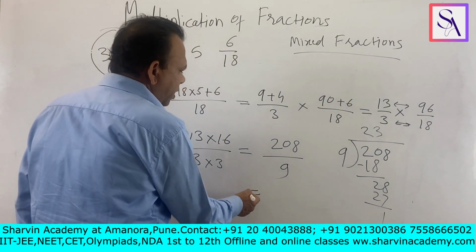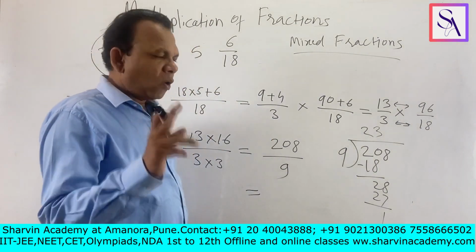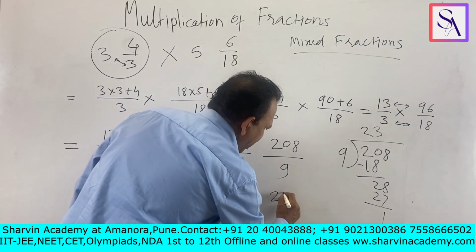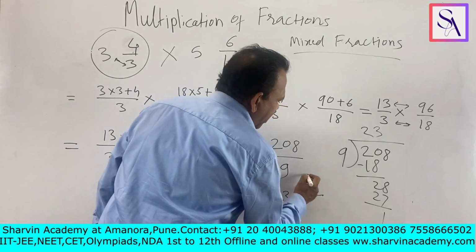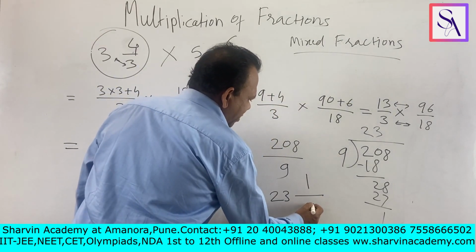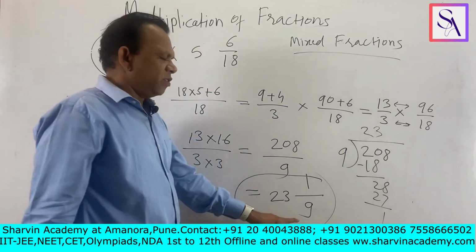So what is our rule? Queen riding upon donkey. Who is the queen here? 23. Queen I kept. Riding means remainder. What is the remainder? 1, upon the donkey. Donkey is 9, the divisor. So 23 1 by 9 is your final answer.